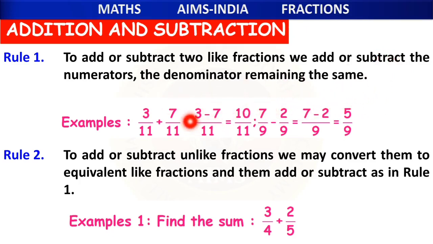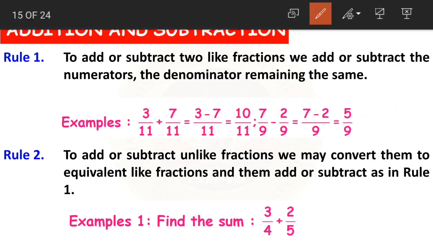It sounds very simple, right? Yes. But what we should observe here is to add or subtract two like fractions. It is talking about only two like fractions. Again, what are like fractions, students? Like fractions are those fractions having the same denominators. Yes. So when we are adding or subtracting two like fractions, we add or subtract the numerators depending on the sign. If there is a plus sign, we add the numerators, and if there is a negative sign, then we subtract the numerators. Yes. And what about the denominator? The denominator remaining the same.